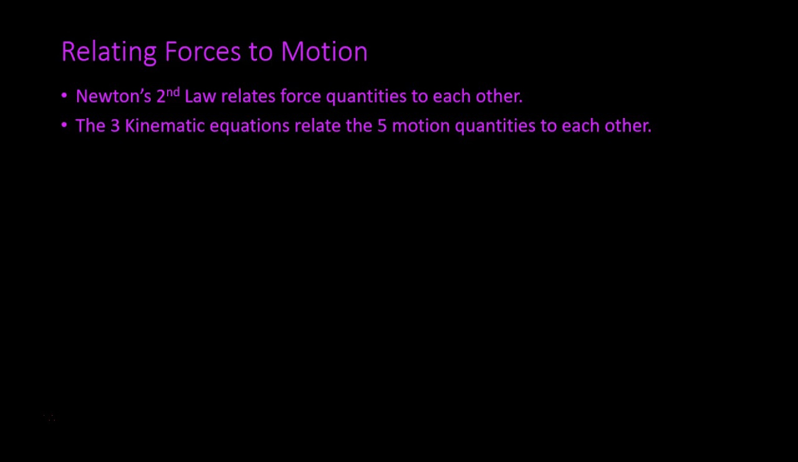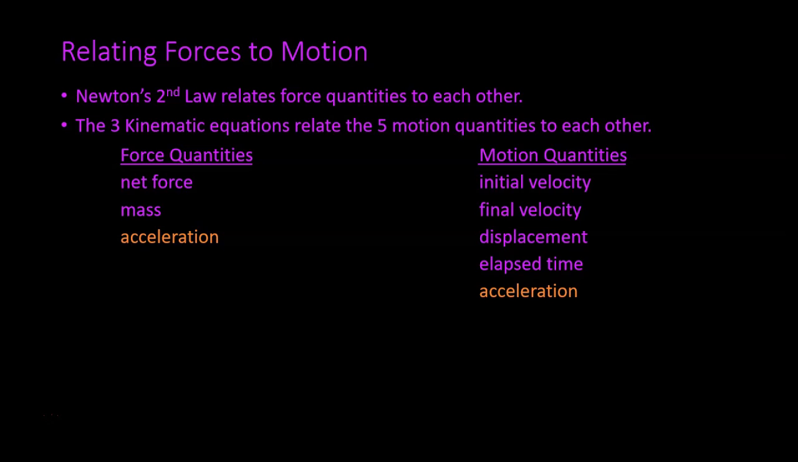First, let's talk about how we relate forces to motion. Newton's second law relates force quantities to each other. The three kinematic equations relate the five motion quantities to each other. So let's take a look at these. First, the force quantities. We have net force, mass, and acceleration. And over on the motion side, the five quantities are initial velocity, final velocity, displacement, elapsed time, and acceleration.